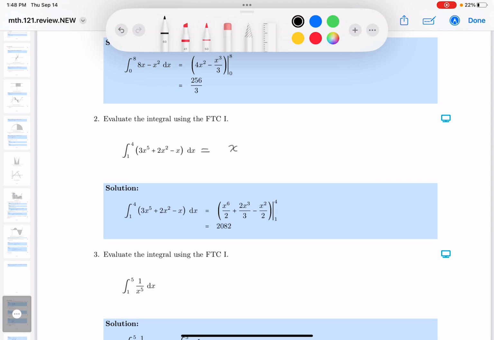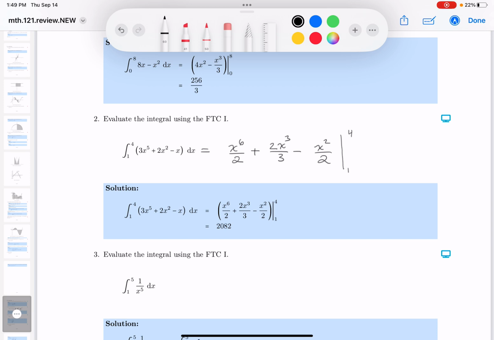I get x^6. I divide by 6, but I got 3 on top, and 3 goes into 6 2 times. Minus, not minus, I'm sorry, plus. That's going to be x cubed. I divide by 3, and a 2's on top, so 2/3. And then you're going to get minus x squared over 2. The limits of integration go from 1 to 4.